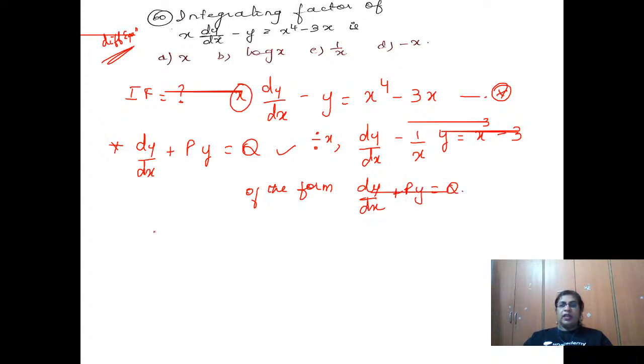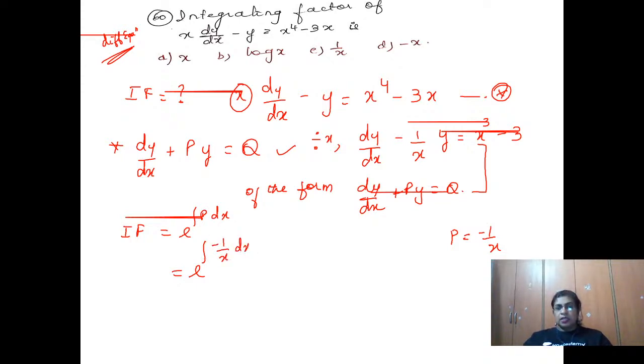Now once it is in the standard form dy by dx plus p into y is equal to q, what is the integrating factor? The integrating factor is e to the power integral p dx. So what is p? Comparing, I get p is nothing but minus 1 by x. So in place of p, write minus 1 by x. So it is e power integral of minus 1 by x dx. Take out that minus sign, so it becomes 1 by x dx, and the integral of 1 by x is log x. So it is e power minus log x.